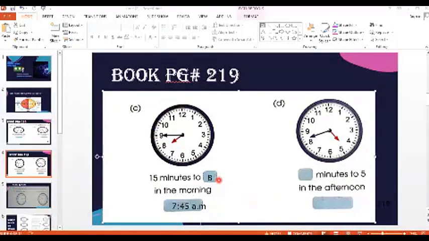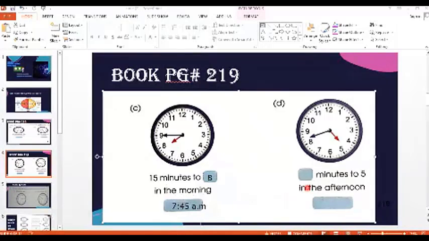It means 15 minutes are still left. And when you're writing the number in normal style, you will mention that 8 o'clock has not happened yet. So you will write down 7, and then you will calculate the time by using simple number jumps, and your time is 7:45 a.m.